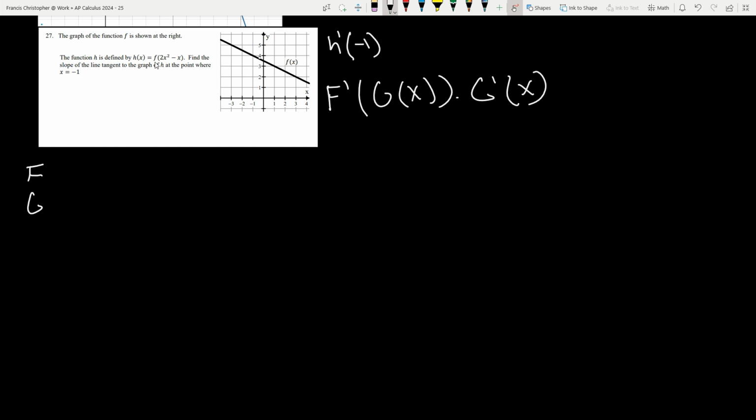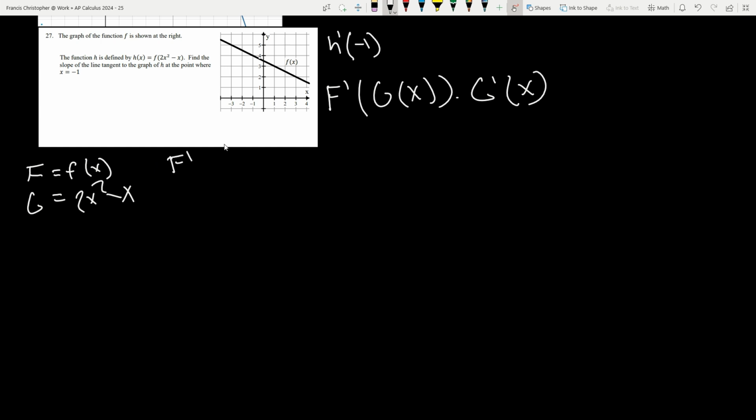So my f here is going to be the outer function, or what you do last, I guess. So that's just f of x. And g is the inner function, the child function, so 2x squared minus 2, minus x.